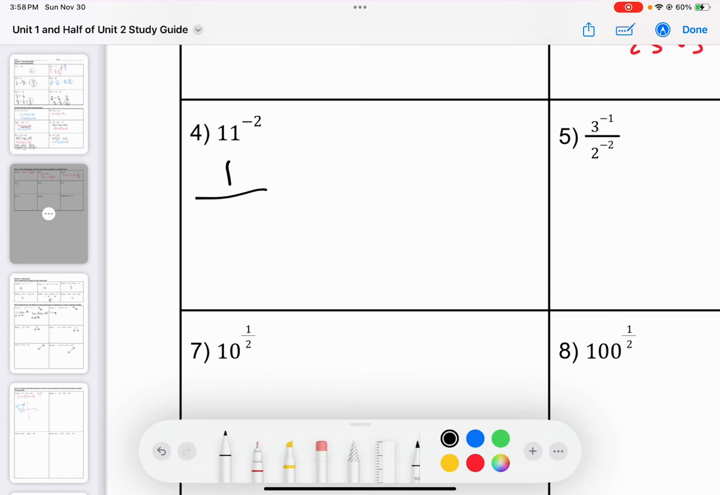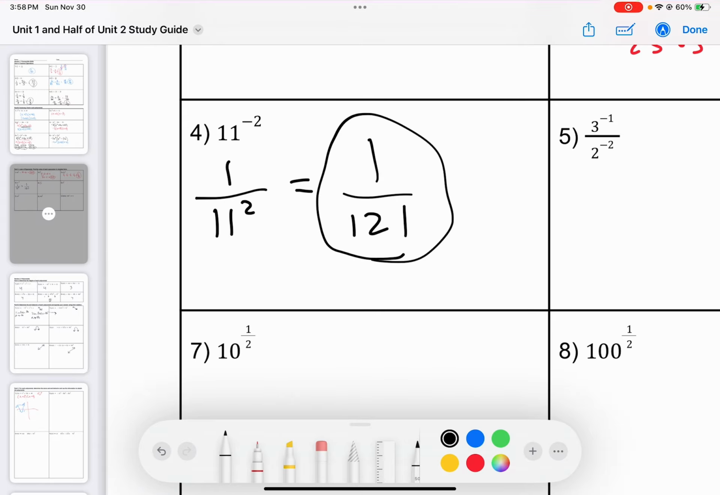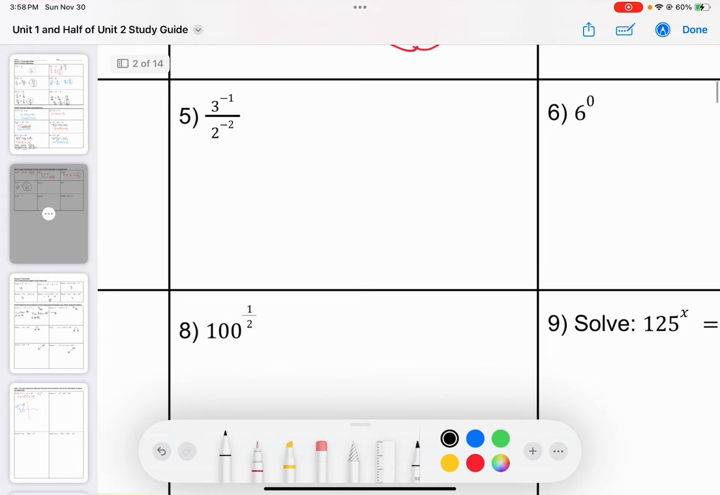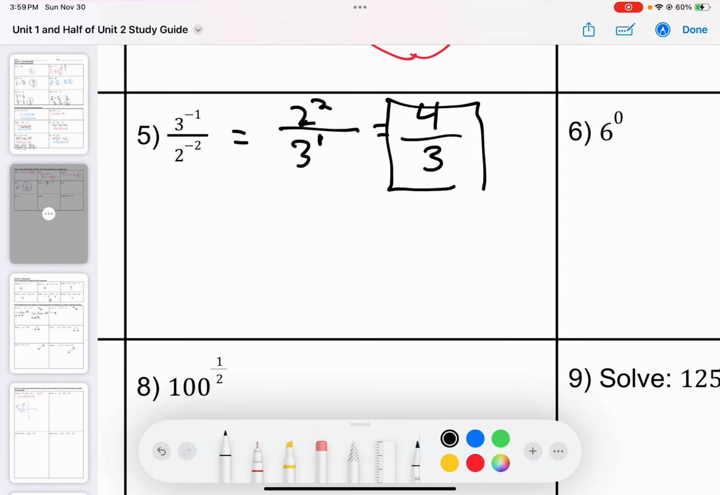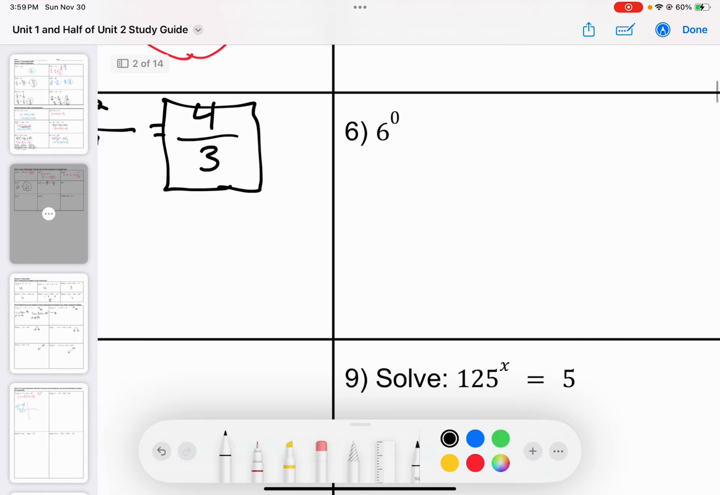All right, any number with a negative exponent is really in the wrong place. So this should be rewritten as 1 over 11 squared. A negative exponent moves to the denominator. Well, 11 squared is 121, so it's really 1 over 121. Both of these are in the wrong place because they're both negative exponents. So this 3 moves to the bottom, becomes 3 to the first. This moves to the top, becomes 2 squared. 2 squared is 4. 3 to the first is 3. The answer here is 4/3.